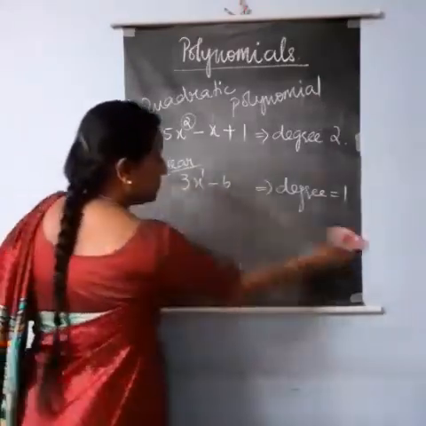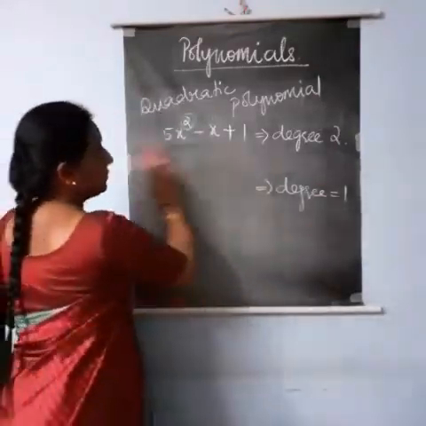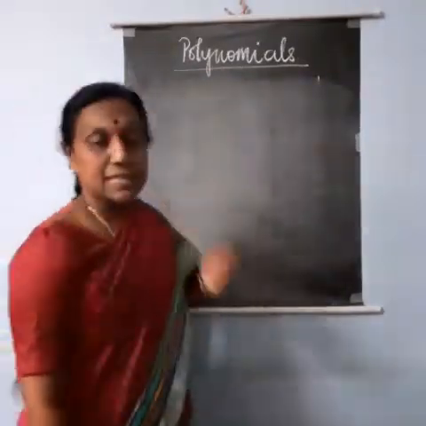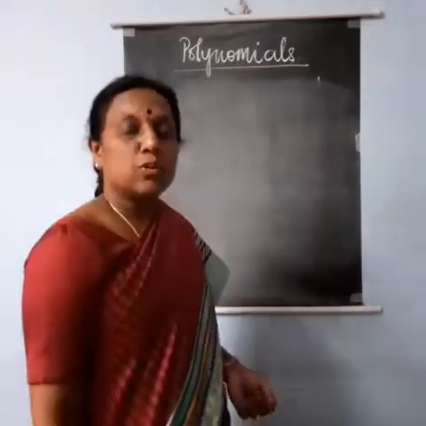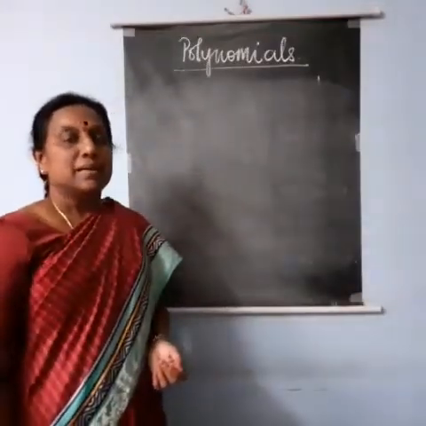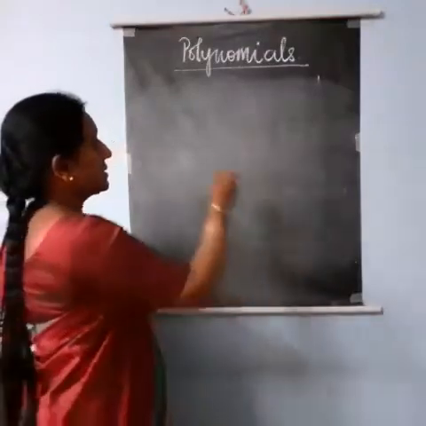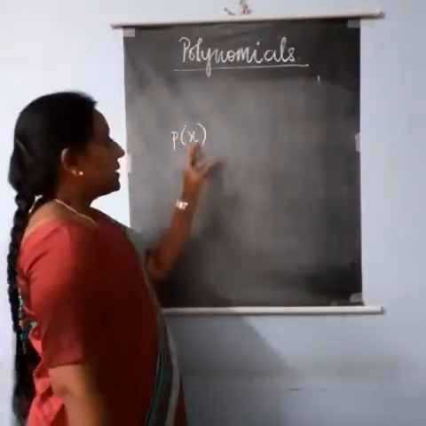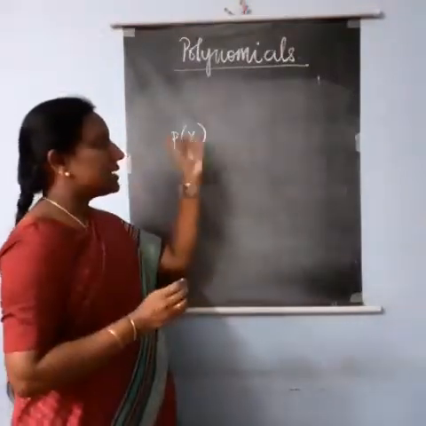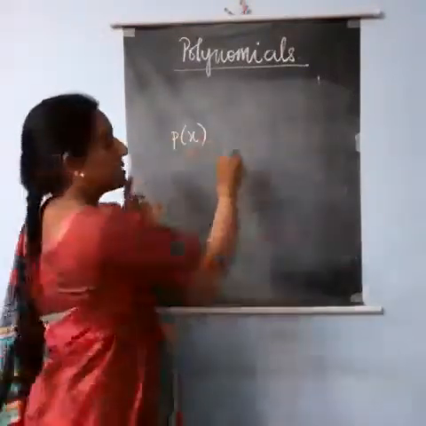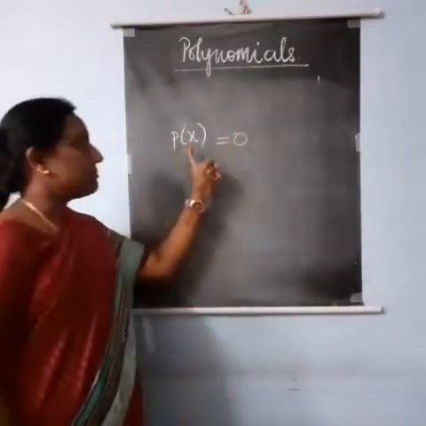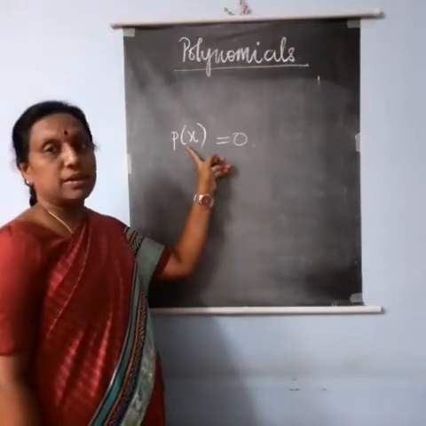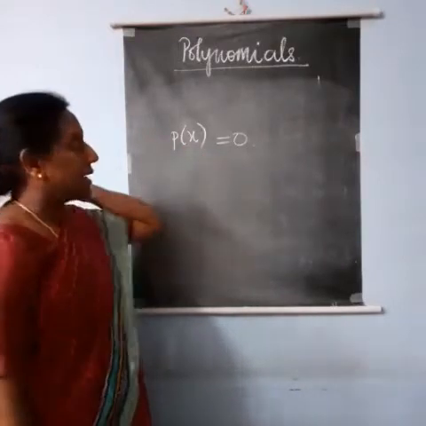Now, let us come to the zero of a polynomial. Now, what is the zero of a polynomial? The zero of a polynomial is, just say there is a polynomial p of x. Okay, and if the value of p of x becomes 0 for some value of x, then that value is known as the zero of the polynomial. Let us have one example.